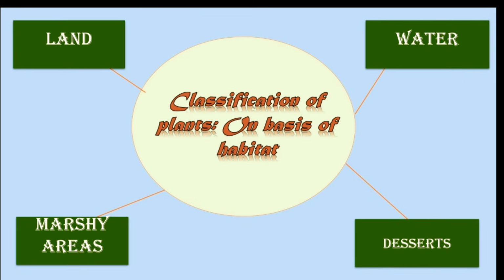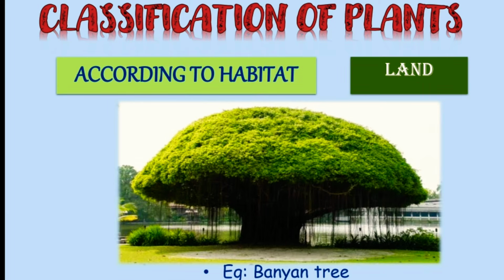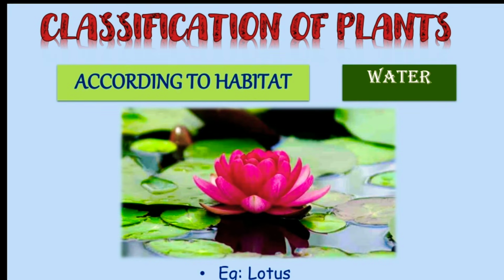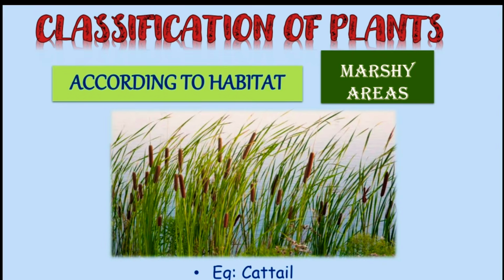Let's see the classification of plants on the basis of their habitat. On the basis of their habitat, there are 4 types: land, water, marshy areas and deserts. Let's see one by one. So as I said, there is diversity everywhere. So diversity of the plants is seen on the land, water, desert, marshy areas. So according to habitat, on the lands, which type of trees are seen? There are plants which grow on land as well. For example, banyan tree. Some plants grow according to habitat in marshy areas. Also some plants grow. Example is cattail.